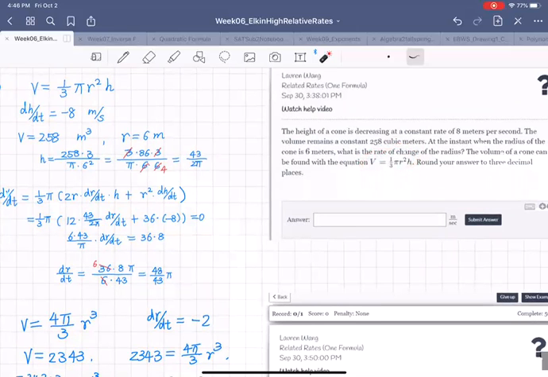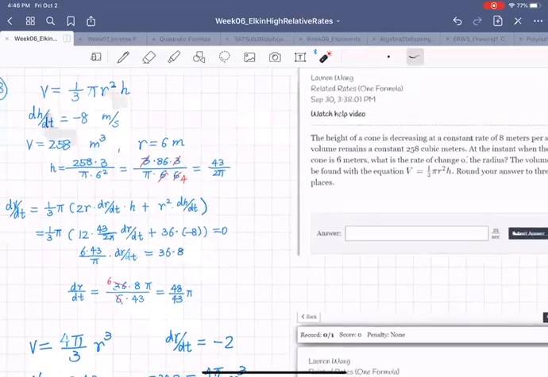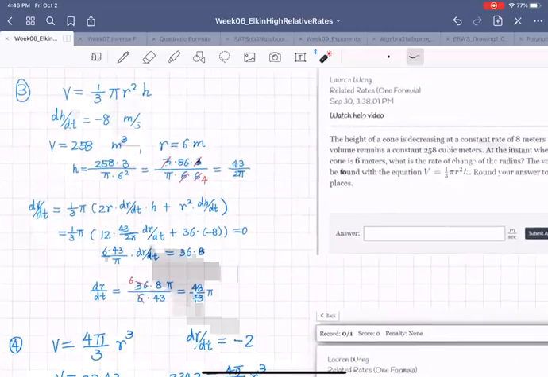It says the volume stays constant, so I set it to 0. No, the change of volume is 0. Okay. Yeah, that's what I'm saying. It said dV/dt equals 0. Yeah. Okay. Let's do it together.